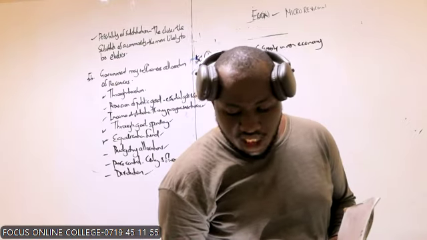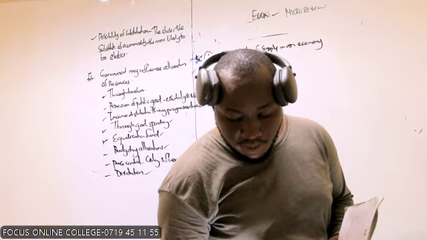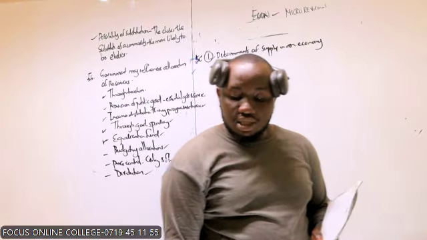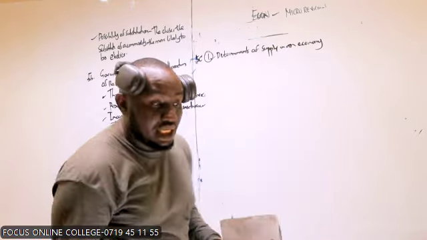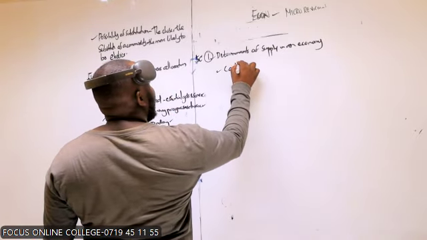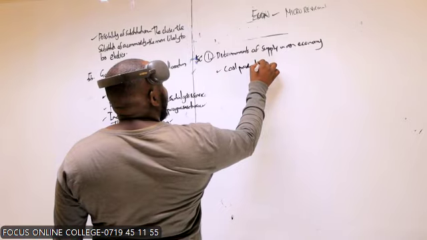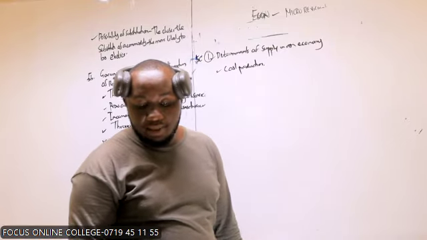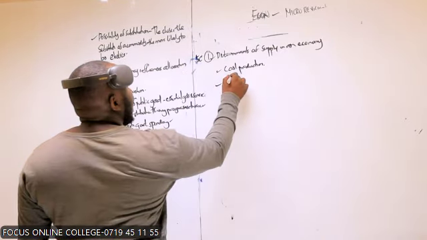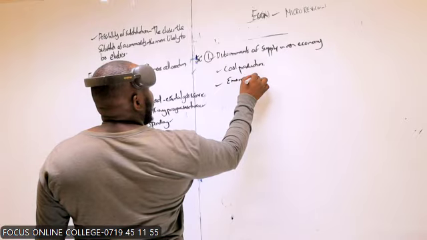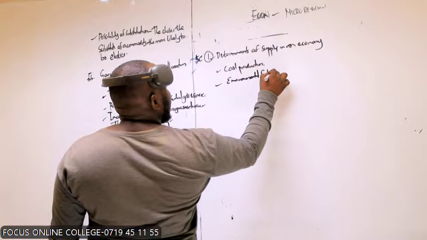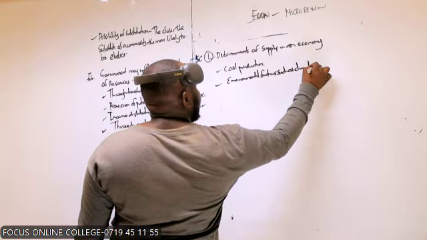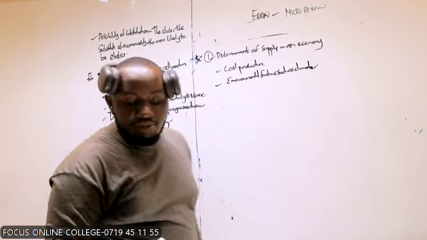So we talked about determinants of supply. What are the determinants of supply in an economy? So we have cost of production. One of the first is cost of production. If the cost of production is high, supply is going to be low, and vice versa. We have environmental factors, such as climate. So with a favorable climate, supply is going to be high.